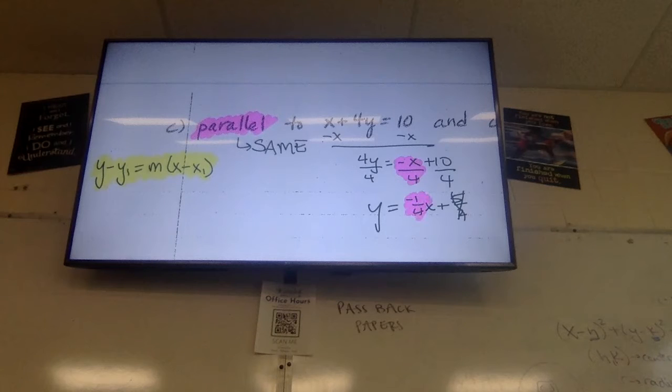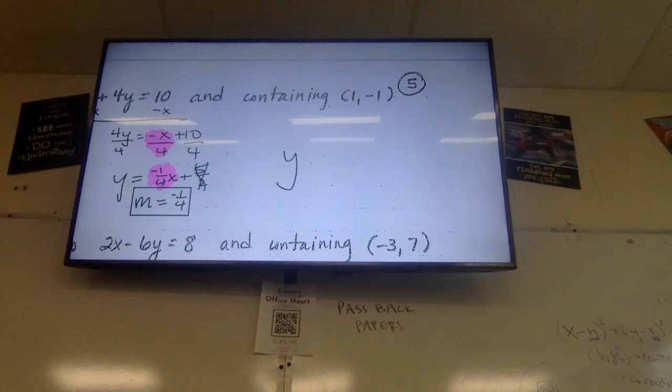And what's my slope of this equation? Good. And what slope am I going to use in my next equation? -1/4, the exact same thing. All right, we use that slope and the point that they gave us, and we're going to plug it into point slope, and I want you to leave it as point slope. So y minus (-1), or plus 1, equals -1/4 times (x minus 1). That's it.